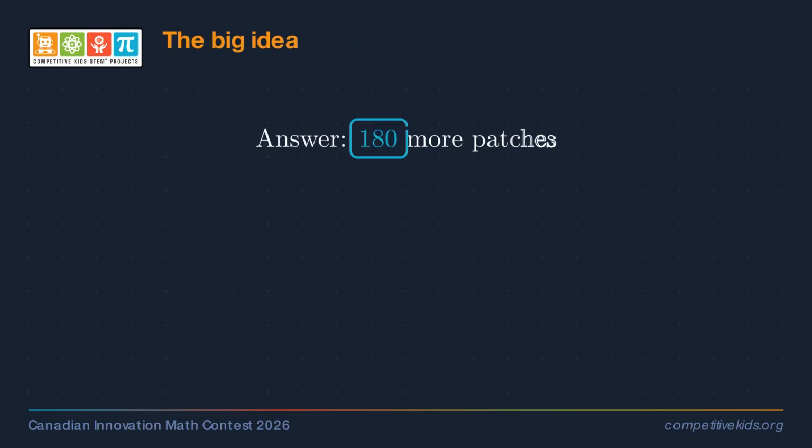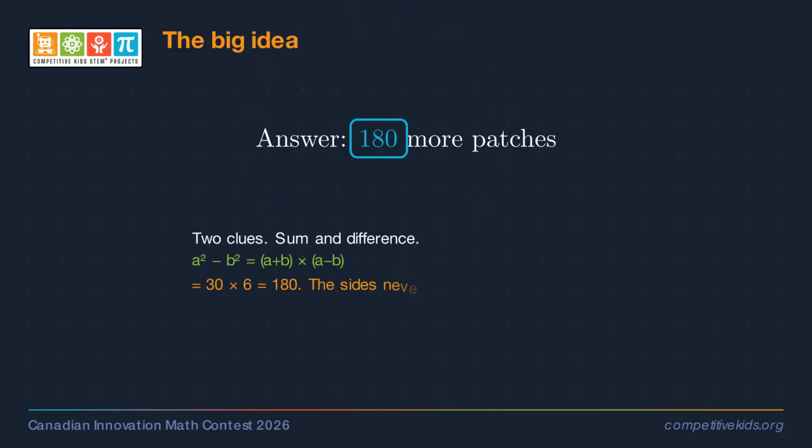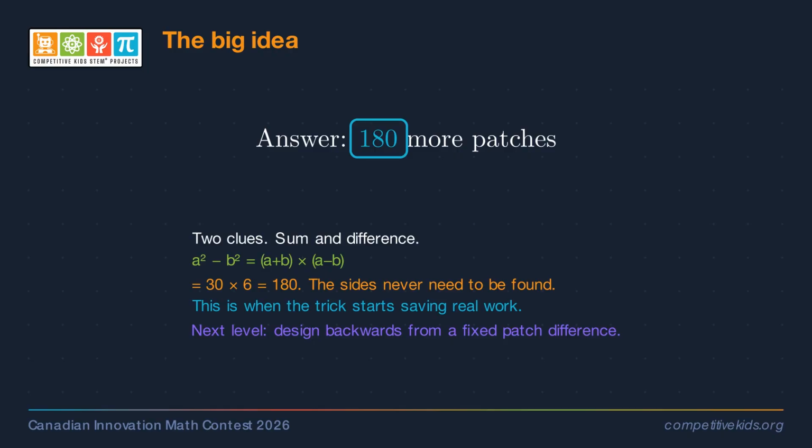The answer is 180. This is the first level where the trick really earns its name. The 2 sides are never given. The 2 squares trick uses sum and difference directly.